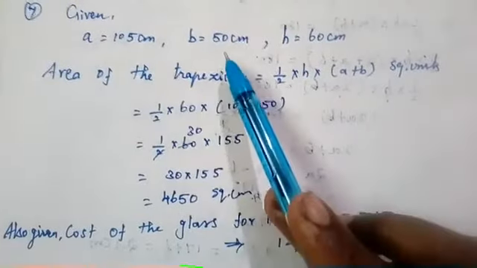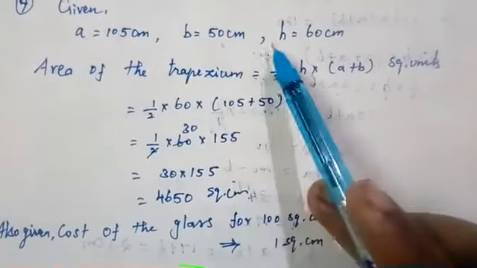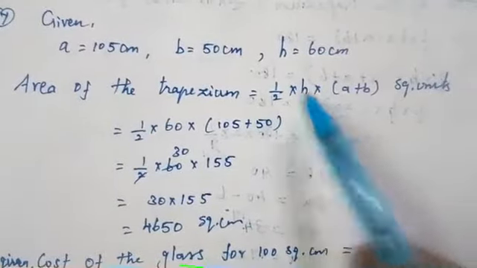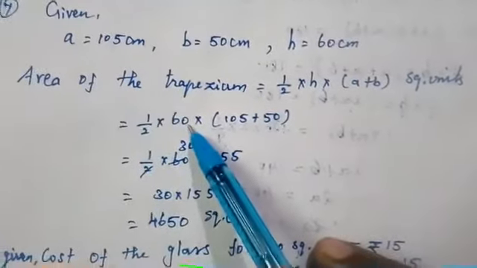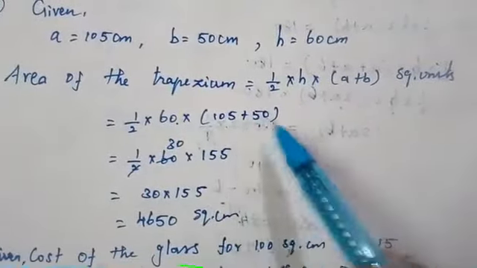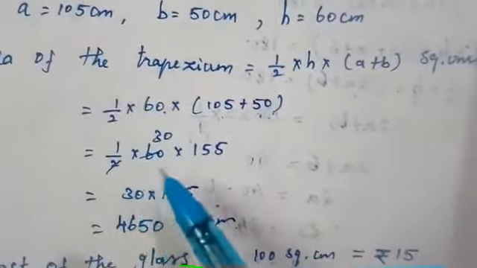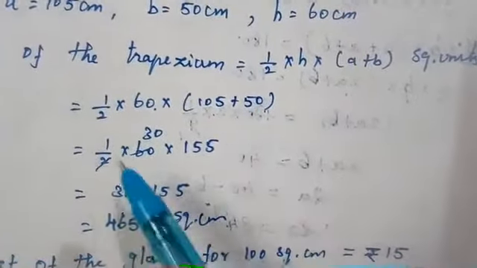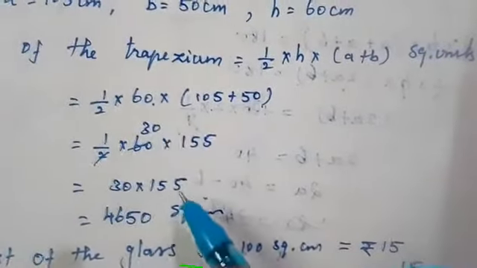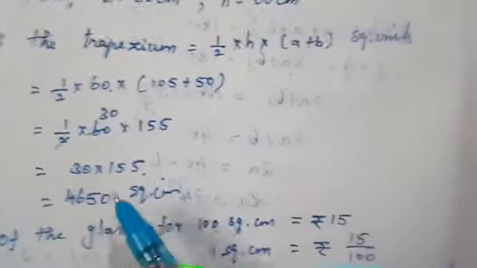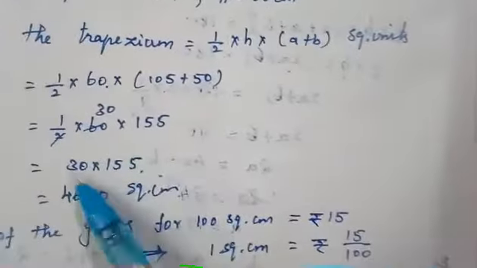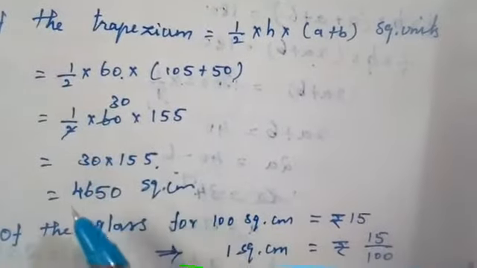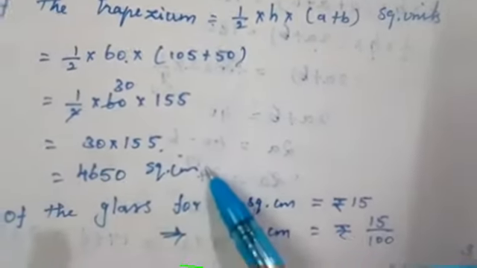Parallel sides: A equal to 105 centimeter, B equal to 50 centimeter, H equal to 60 centimeter. Write the formula. Substitute the values: 1 by 2 into H value 60, A value 105, B value 50. Now 1 by 2 into 60 into, adding these two values, 155. Cancelling is possible: 1 time, 30 times. So 30 into 155. Multiply with 3, then write 0 at the end. Multiplying these two, we get 4650 square centimeter.